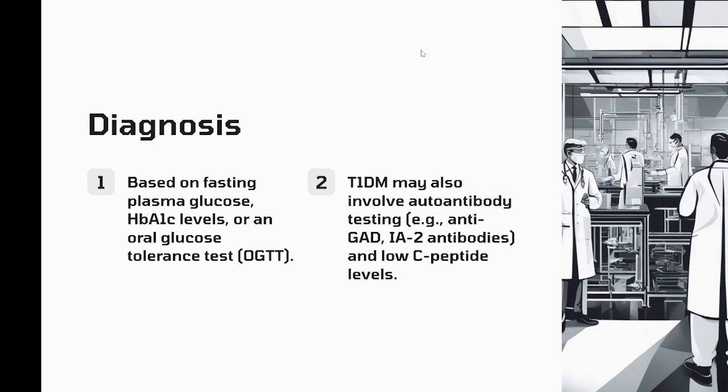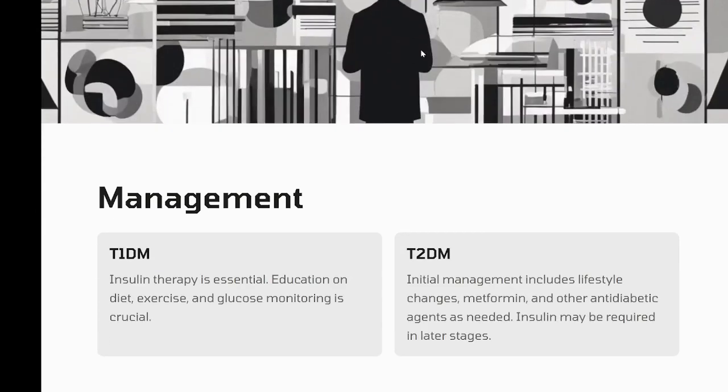Management: in T1DM, insulin therapy is essential. Education on diet, exercise, and glucose monitoring is crucial. In T2DM, initial management includes lifestyle changes, metformin, and other anti-diabetic agents as needed. Insulin may be required in later stages.